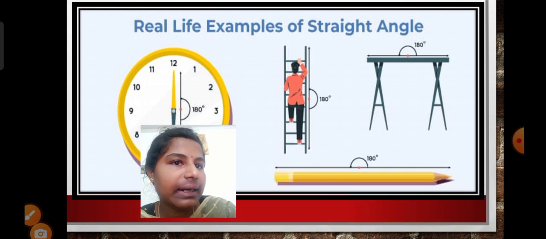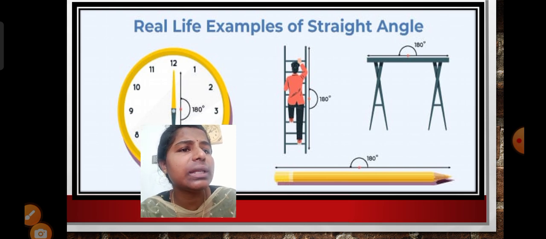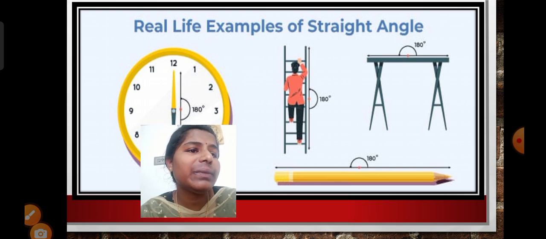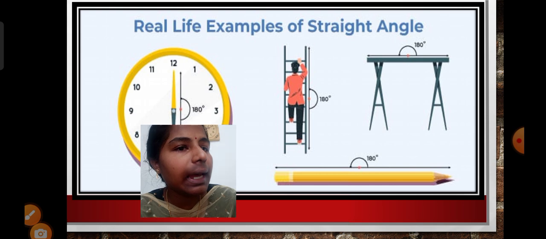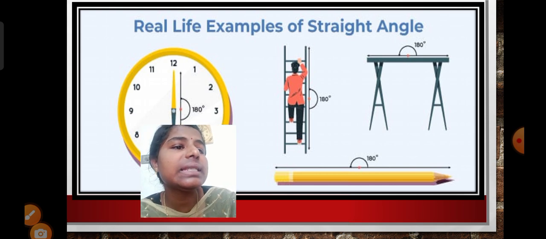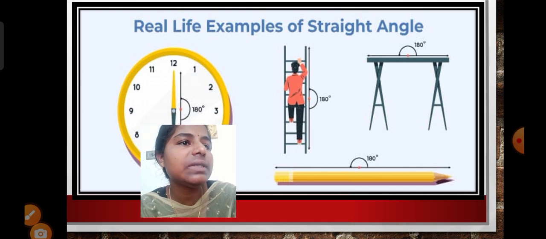Then see the ladder line, this big line will be straight, going on straight. So that is 180 degrees. Okay, then take a pencil. Is the pencil bending? No. Is there any curve? No, it is straight. So we can say it has the measure of 180 degrees, so an angle of 180 degrees. So that is the example of a straight angle. Okay, these are the real life examples of a straight angle.